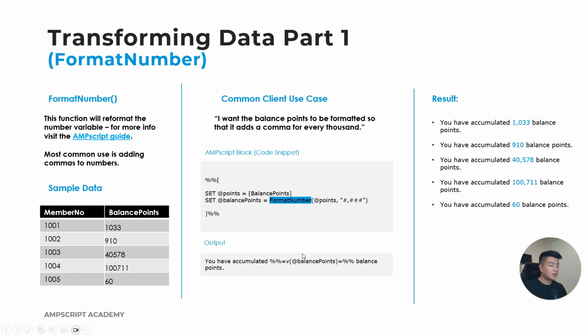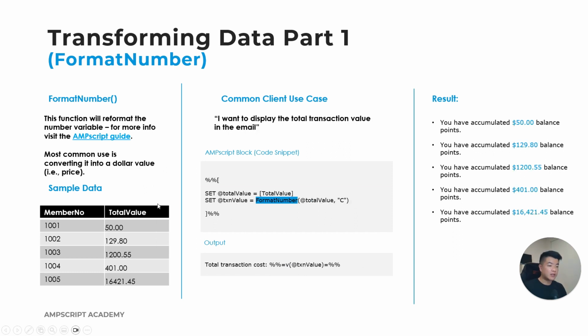All right. So then, yep, you're printing out the balance points in this format, cleans it up, adds the comma. In terms of the transaction total value, you can add the $, it adds the comma for you as well, which makes it very nice in an email and SMS send. Obviously with the format number, in this case, it's just a C.